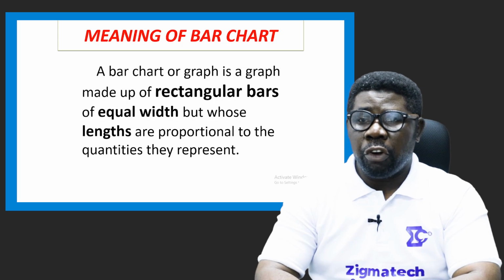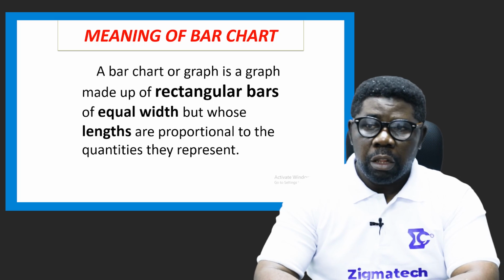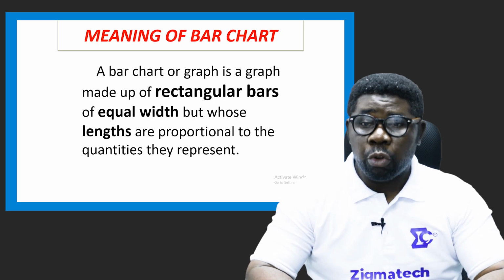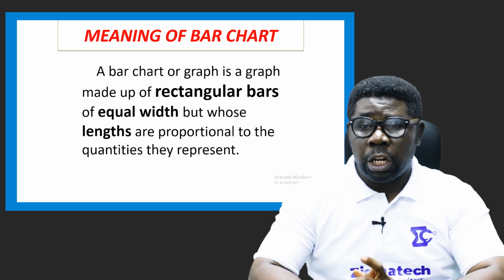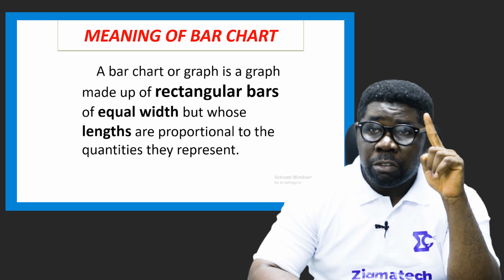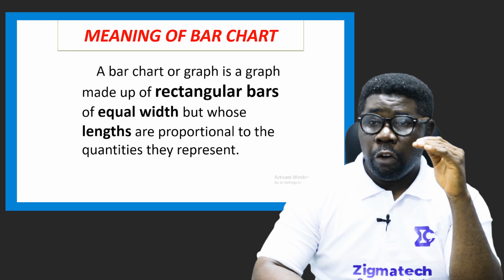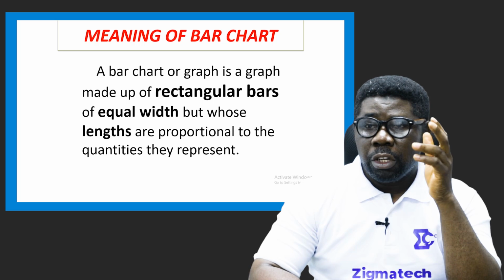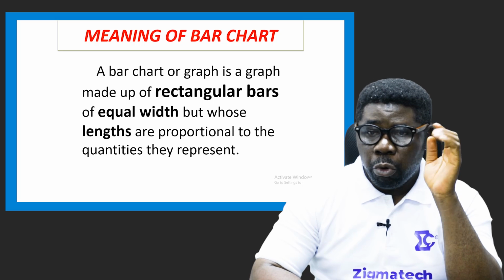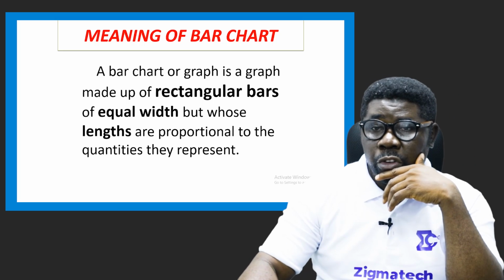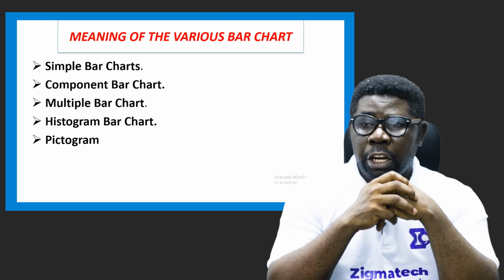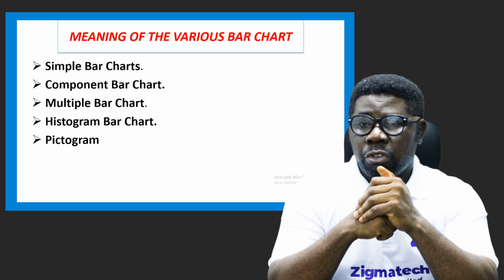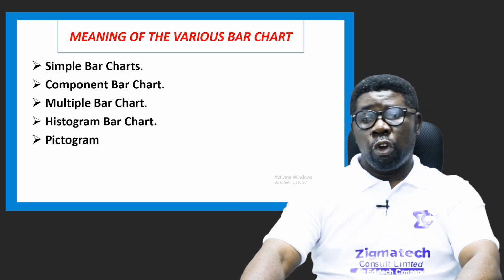A bar chart is a graph or a chart that is made up of rectangular bars of equal width, the horizontal size, but whose lengths, the vertical size, are proportional to the quantities they represent. You take the bars up according to the proportion of each variable in the total. Like I said, we have various bar charts: the simple bar chart, the component bar chart, multiple bar chart, histogram, and pictogram. These are the examples of the various bar charts for your consideration.